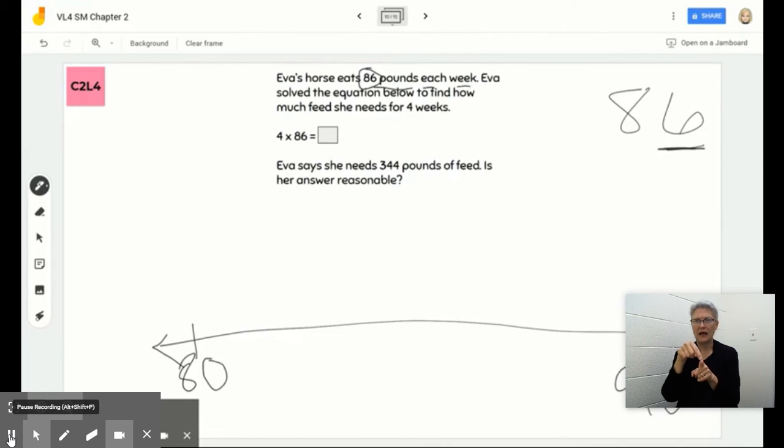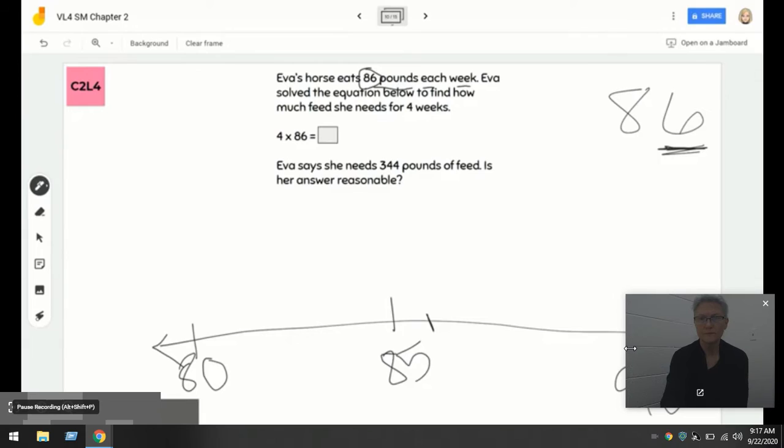I always like to do that benchmark, the halfway point between the numbers I'm dealing with on my number line. And right here, we're dealing with 80 all the way to 90, and the halfway point would be 85. So 85, and we're dealing with 86, so 86 would be the next tick over. Okay, so that means that I would need to round 86 to 90.